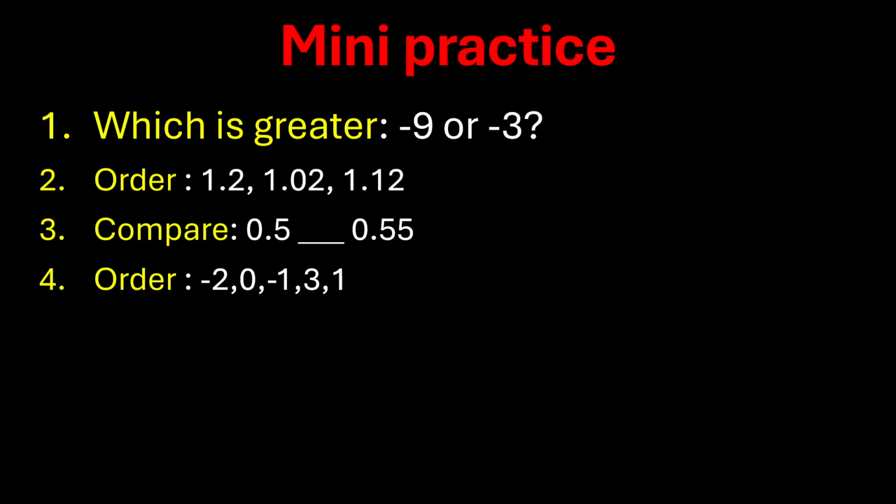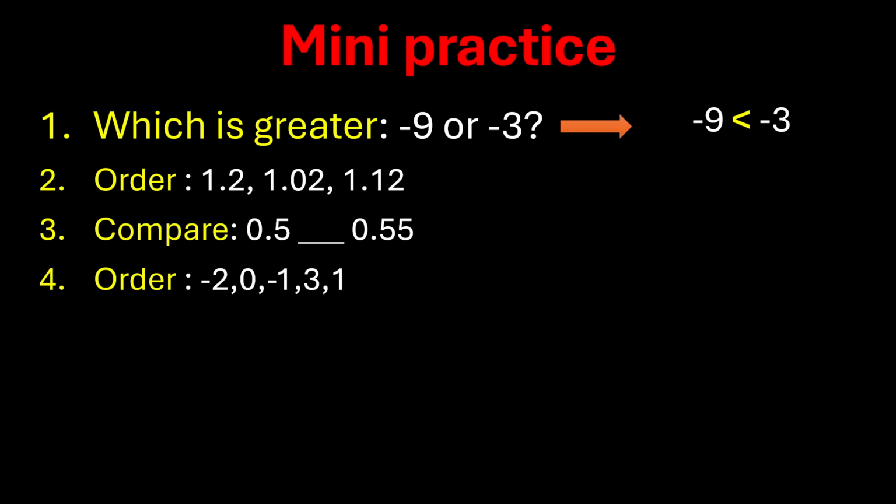Okay, so let's give the answer. Now compare your answer with this one that I will show you. So the first one, which is greater, minus 9 or minus 3. These are negative numbers. The minus 3 is on the right in the number line. So minus 3 is the greater here. Okay, easy, right?